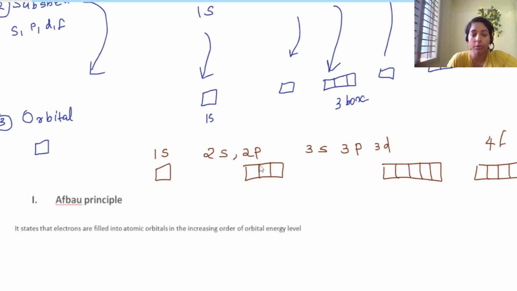Then now the question is, suppose we are taking sodium, it contains 11 electrons. So will all the electrons sit in the 1s orbital? There are some rules and regulations. So electronic configuration: these are the positions where you can find the maximum electron density, and the three laws will tell how these electrons have to be filled in these orbitals.